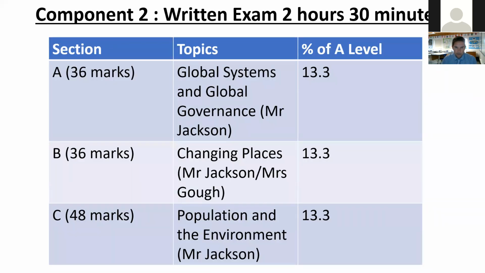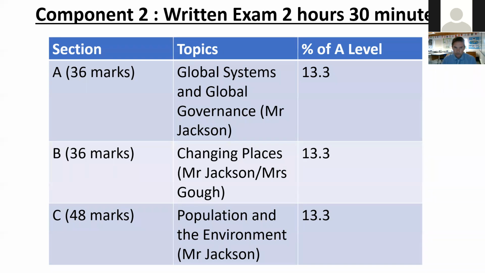So the second component of the A-level geography is the human components. Again, this human exam is 2.5 hours long. Global systems and global governance, first topic. Second one is changing places. The third one is population and the environment.